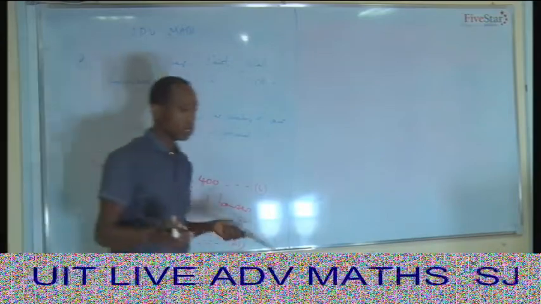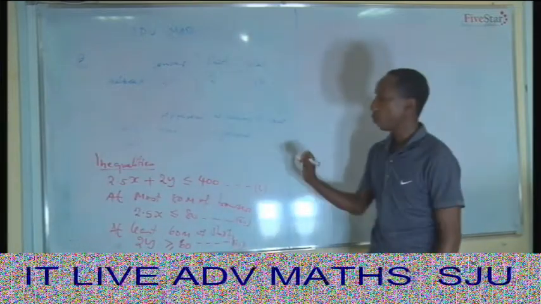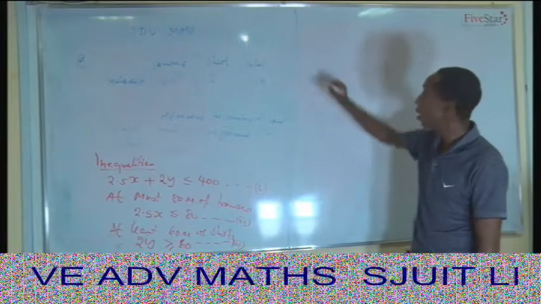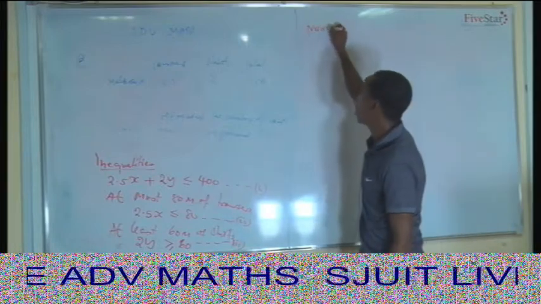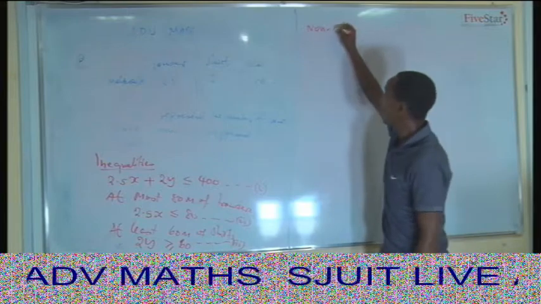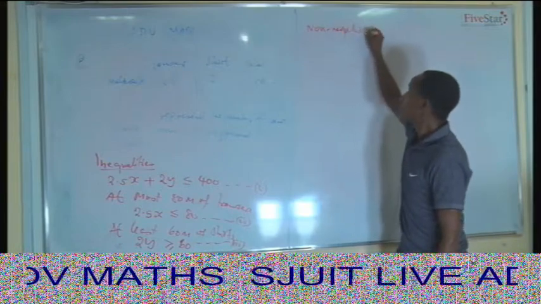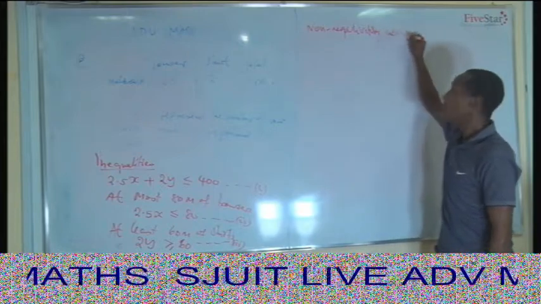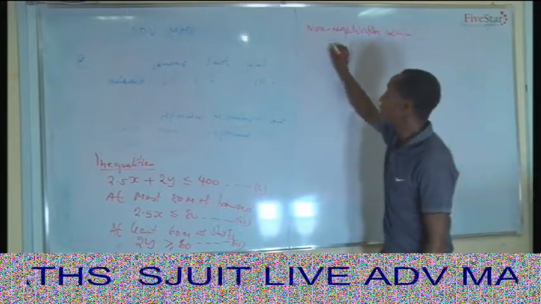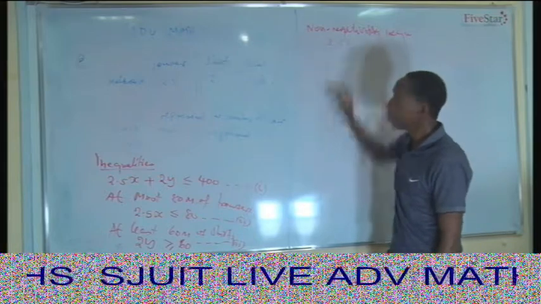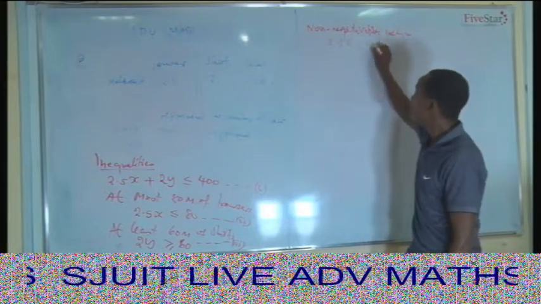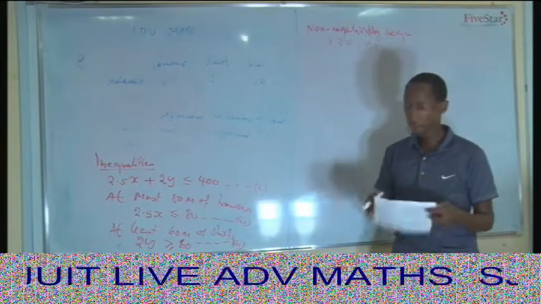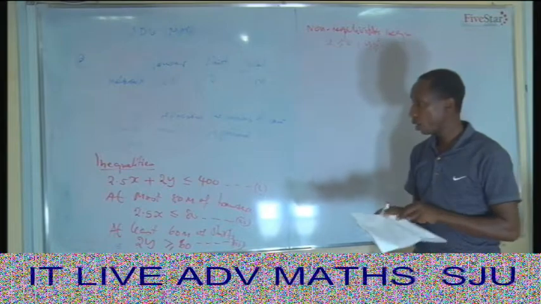Again, because in production we don't need negative values, we use non-negativity constraints, or non-negativity inequalities. These are: X, which is the number of trousers, is supposed to be greater or equal to 0, and Y should also be greater or equal to 0. Of course, these are the inequalities that satisfy the given information.